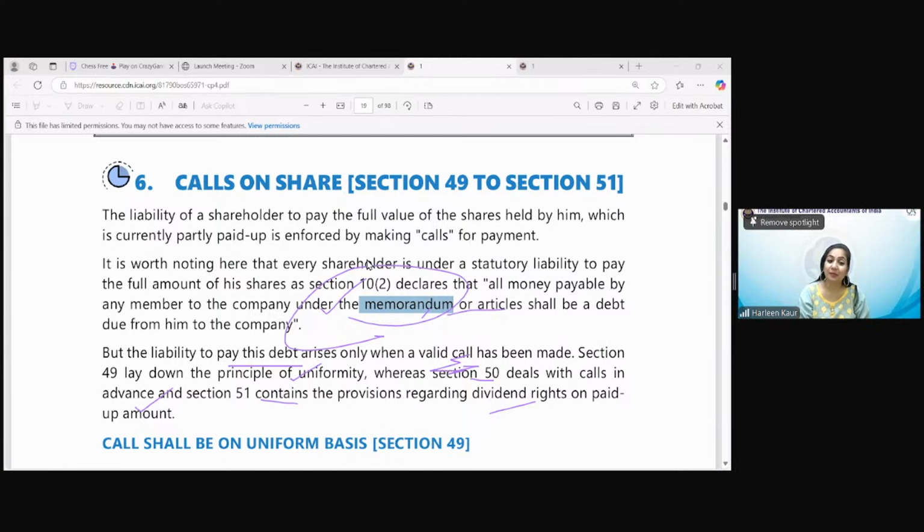Yeah, absolutely. See, Priyanka is writing, and when we did calls in advance in accounts, they also refer to its theory in law. So that is how the subjects are also interconnected, right? Good.